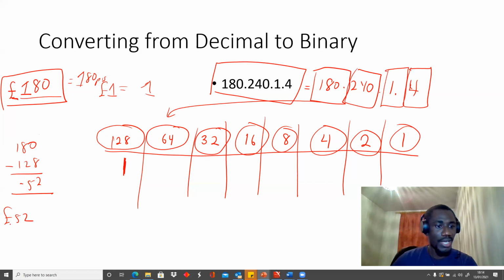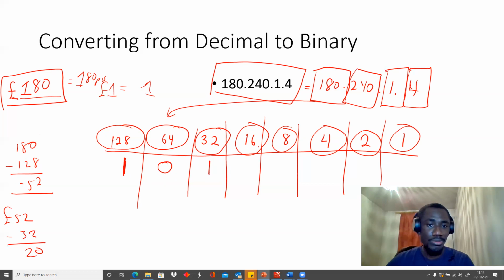Okay, we have 52 pounds left. Can we buy 64? 64 will cost us 64 pounds. We don't even need 64, we need 52. So no, we cannot buy it. We go into the next shop and see whether we can buy from a shop that sells 32. Yes, we can buy because we have 52 pounds and they are selling 32 pieces. So we still have 20 left. Any shop we buy stuff from, we put a 1. A shop we have to ignore, we put a 0.